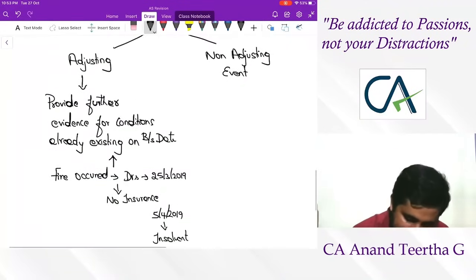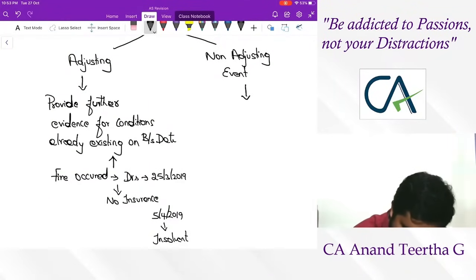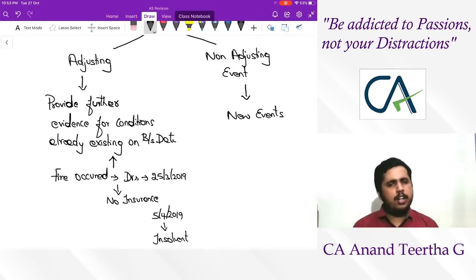Now, what do you mean by a non-adjusting event? Basically, non-adjusting events are new events. As on the balance sheet date, there was no condition altogether. Example, you make new purchases, you make sales, you pay salary. All these things basically are entirely new. There is nothing connected to the balance sheet date for this, because you do your day-to-day job. There are a lot of events which happen on a new basis. So all these things will be non-adjusting.